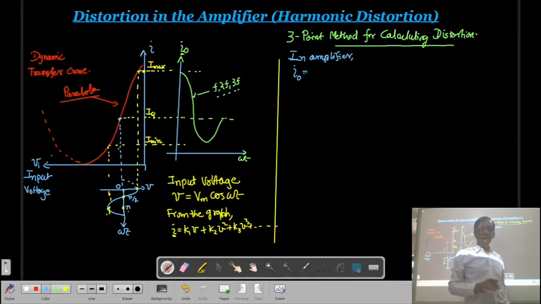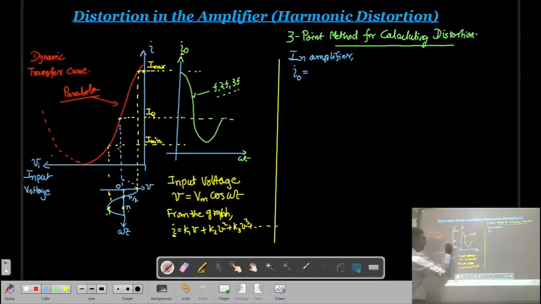What is the DC current? When you are not applying the signal, here you can see my input voltage is 0. Input voltage is 0 means we are not applying the signal. But at that time, this current IQ is going to flow. That is known as the operating current. It is the operating point. Correct? So it is a DC current.